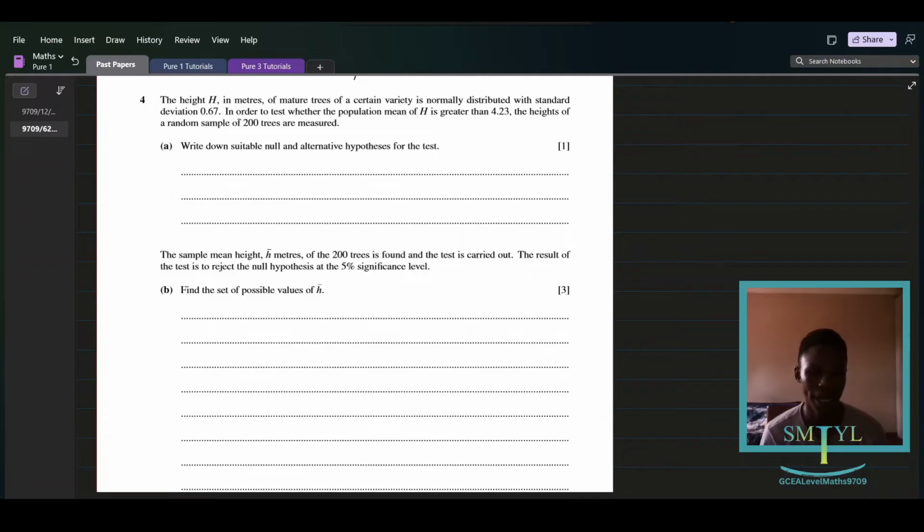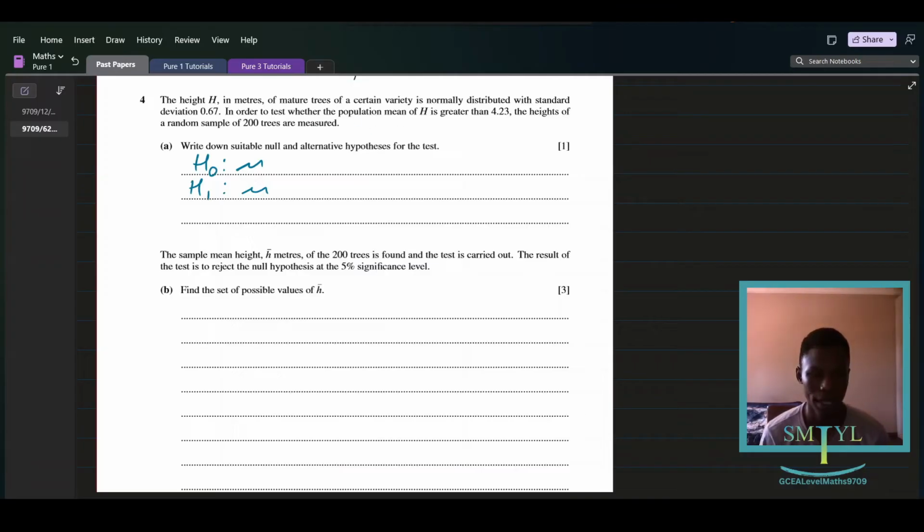Number 4. The height h in meters of mature trees of a certain variety is normally distributed with standard deviation 0.6. In order to test whether the population mean of h is greater than 4.23, the heights of a random sample of 200 trees are measured. Write down suitable null and alternative hypotheses for the test. Okay, H0 and H1.